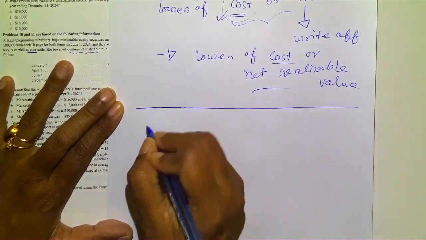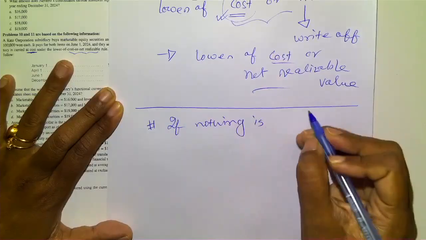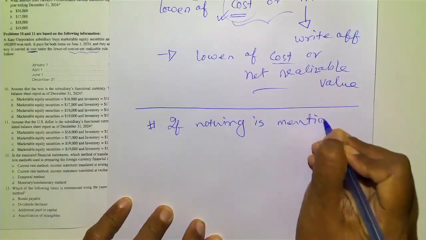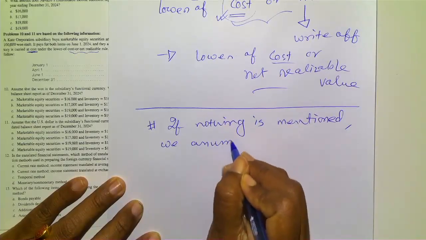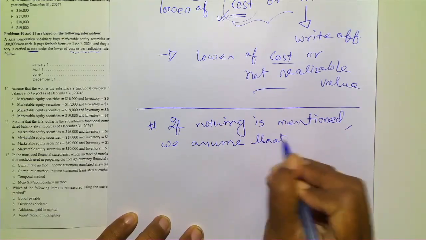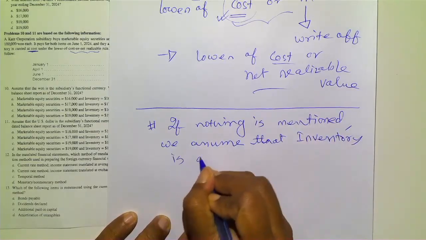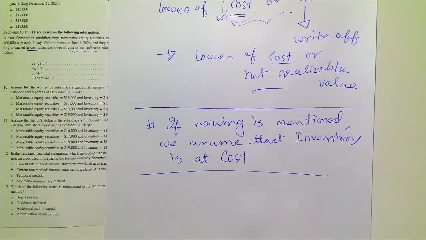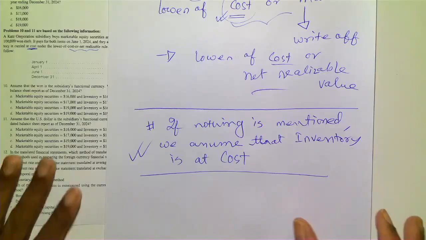But if nothing is mentioned about inventory, how they valued it on their balance sheet, the ending inventory, we assume that inventory is at cost, because usually cost is the lower. We assume they didn't have any write-off. I gave you these hints because for the temporal method, you need to know inventory is at cost.